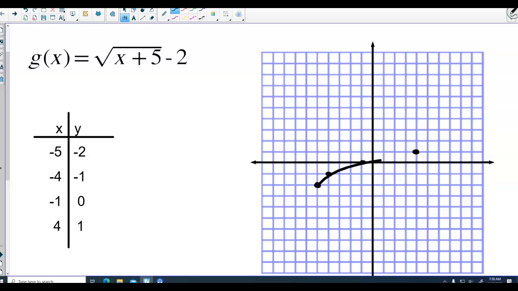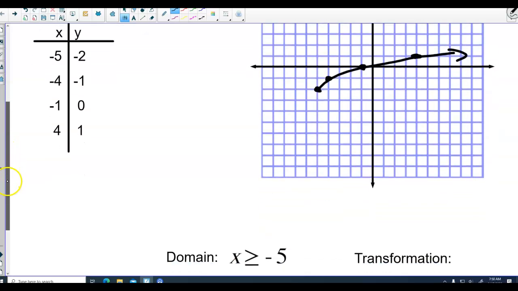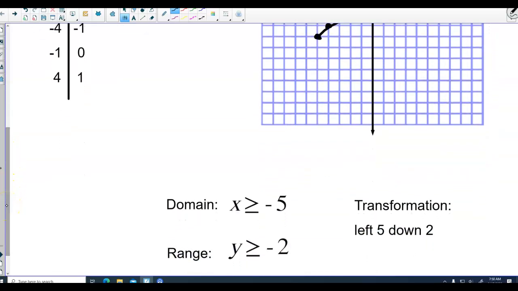Now, if you'd like to write the parent graph down, you can. Those are points 0, 0, 1, 1, 4, 2, and 9, 3. Okay? You don't have to write the parent graph down. I want to see an accurate version of this graph. And then we're going to work off of this graph to get our domain and our range and our transformations.